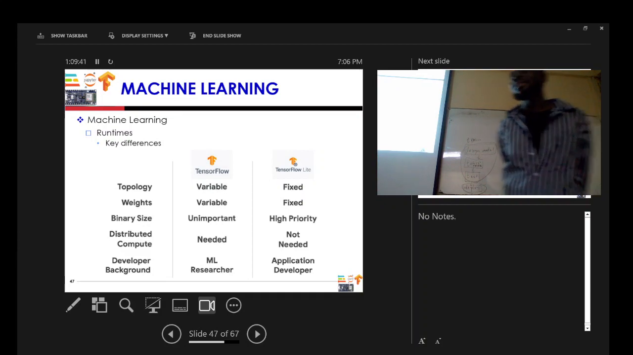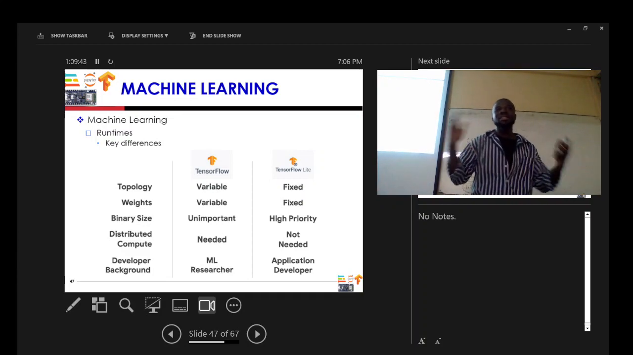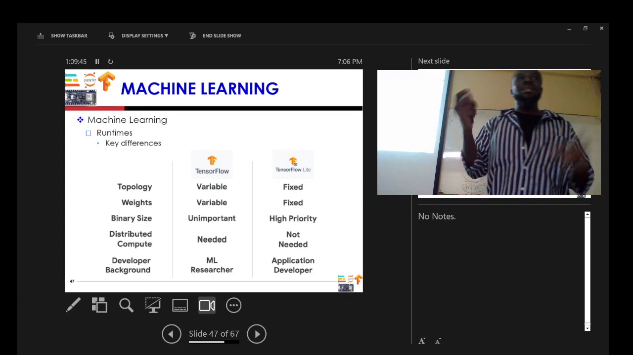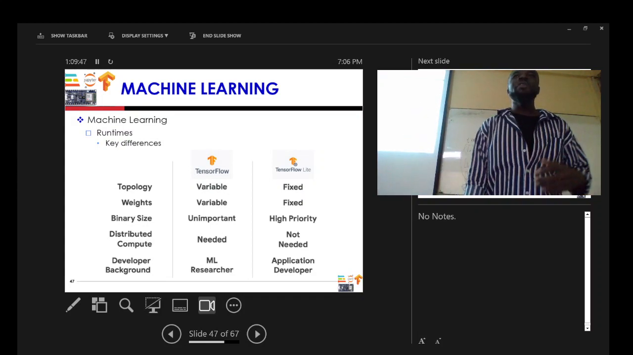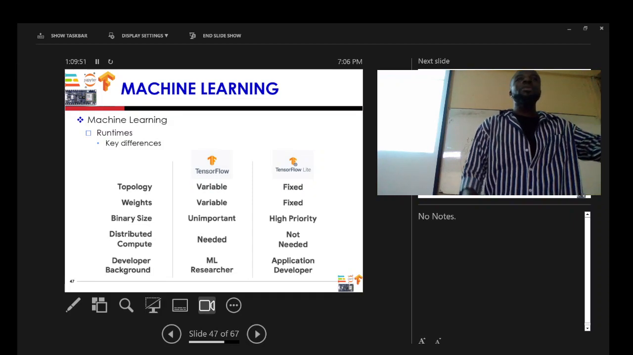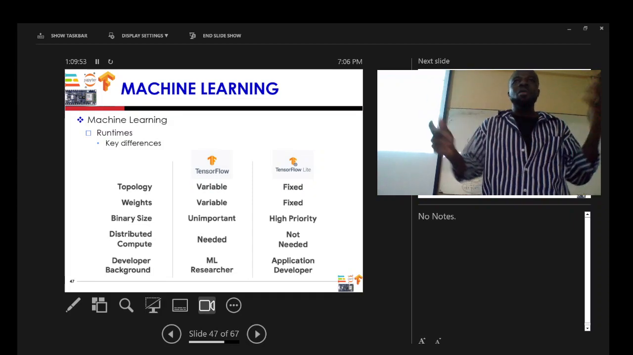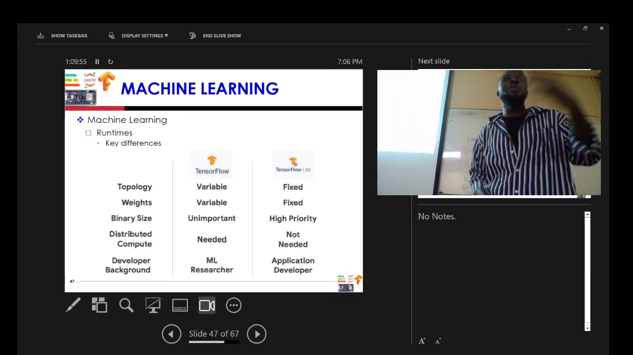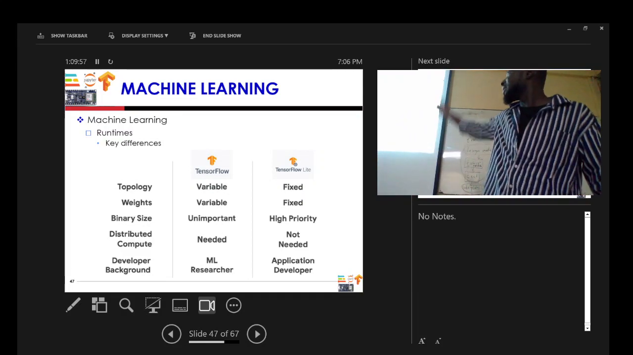The TensorFlow framework is used by machine learning researchers mostly, right? So if you are a researcher, you want to design a model, so you start from scratch. I'm looking at how I'm going to design a model and test the model accuracy and stuff like that. Those are the people that use the TensorFlow model.